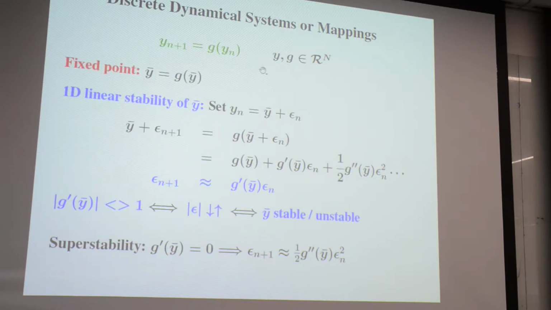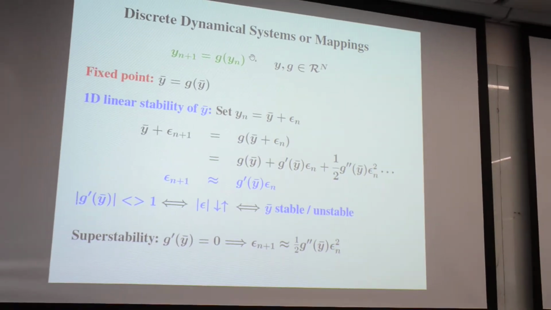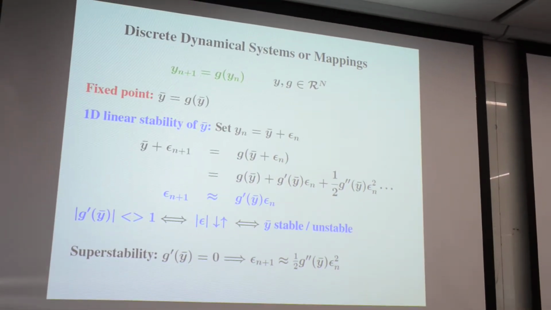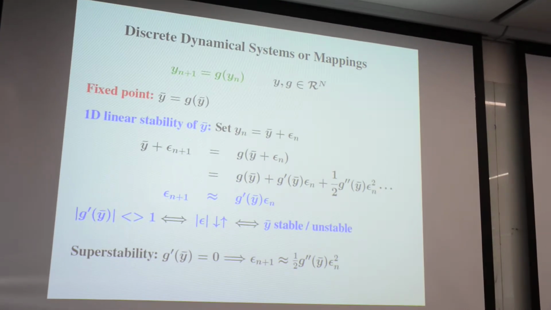In the first class we saw a dynamical system written as x dot equals f of x, so that's continuous time. In discrete time, we're stepping in integers, whole numbers. A discrete time dynamical system is y_{n+1} equals g of y_n, where y is a vector. But many of the same tools and phenomena apply. We have a fixed point.